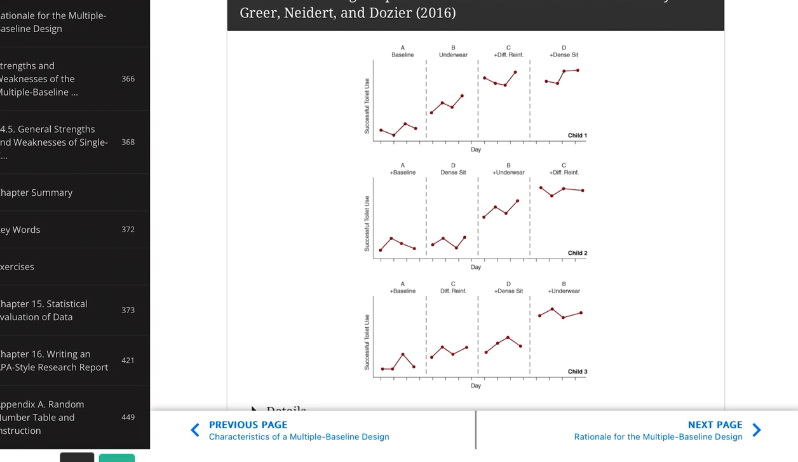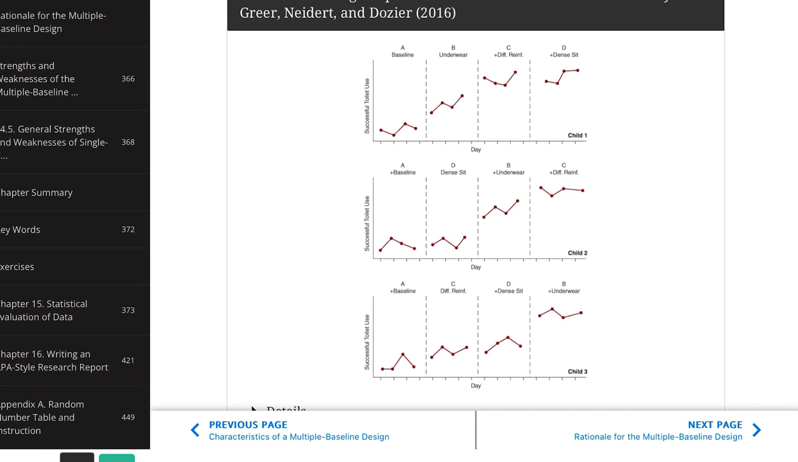But an interesting thing that the researchers also noticed was that differential reinforcement was also very effective, but only when it was after underwear. So in child one, you see underwear here in B, and then C was the differential reinforcement, and you see it jumped up. In child two, same thing. Underwear was the third phase, and the differential reinforcement was the fourth phase, and again, jump there.